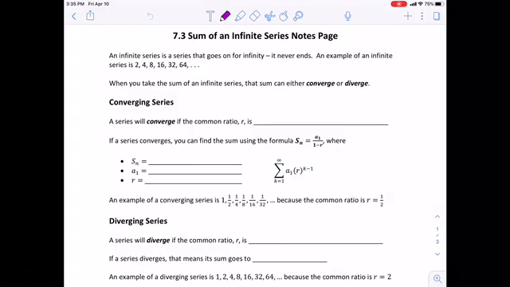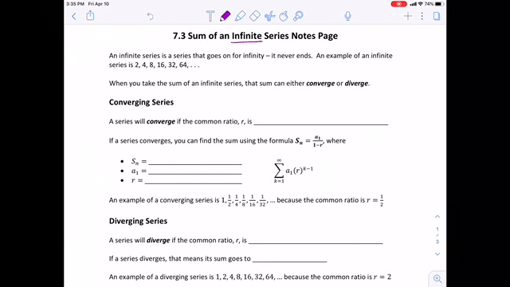All right, today we're going to talk about an infinite series. Now, as you may recall, on our last assignment we talked about a finite series, which was a series that only went for so long and then ended. Now we're doing an infinite series, which means that this series is going to go on forever.